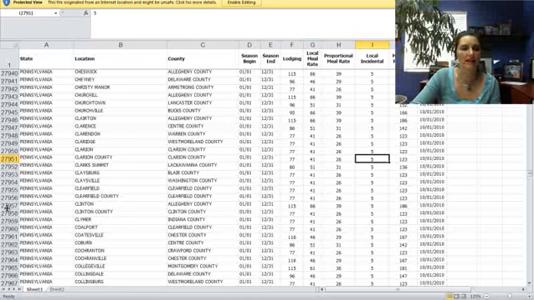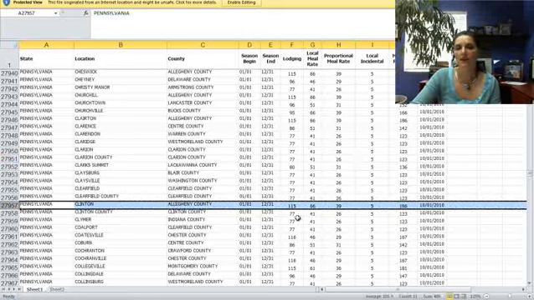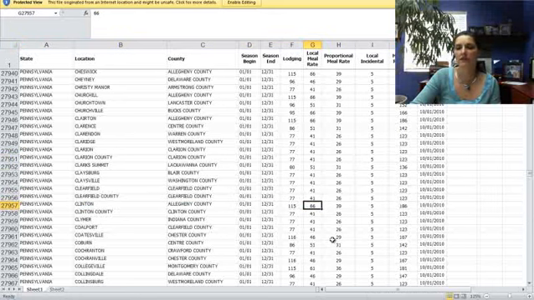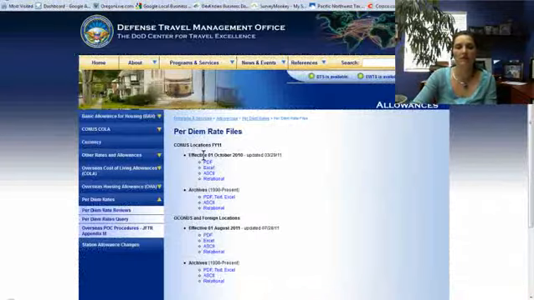But let's take a look at Clinton, Pennsylvania. Here we have a local meal rate of $66 a day and a local incidental rate of $5 a day. That actually makes it among the highest cost areas of the continental United States, giving you a deduction of $71 a day. Now let's go back to the website.